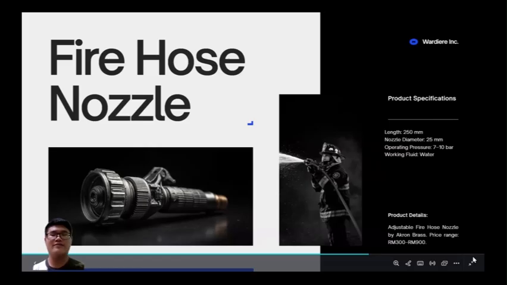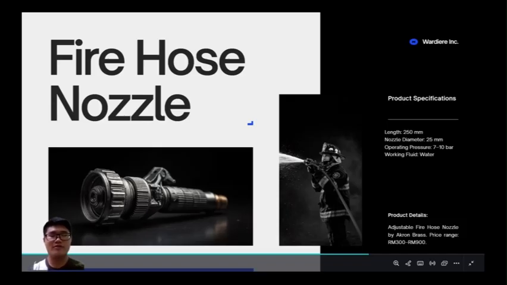A fire hose nozzle is attached to the end of a fire hose to control the direction, pressure, flow rate, and spray pattern of water during firefighting. It is widely used by fire departments, industrial plants, airports, and emergency rescue teams. For our example, we select an adjustable fire hose nozzle. It is usually made from lightweight aluminum alloy, weighs about 1.8 kg, has a 25 mm outlet diameter, and operates at a pressure of 7 to 10 bar. The working fluid is clean water.